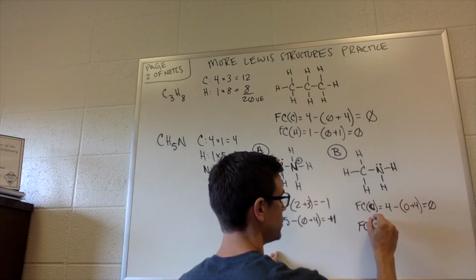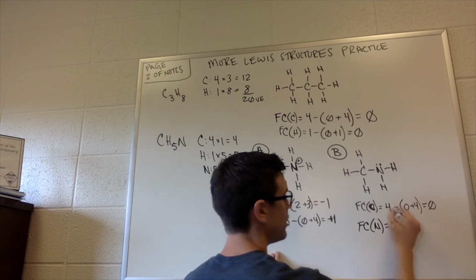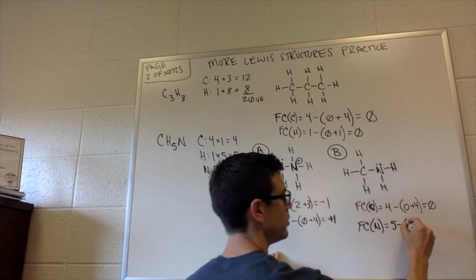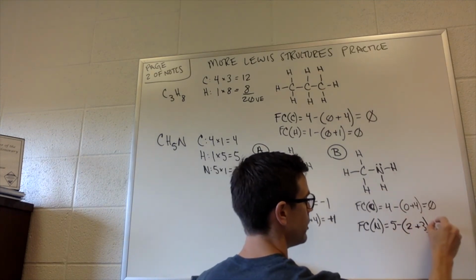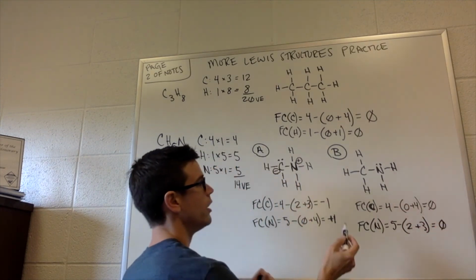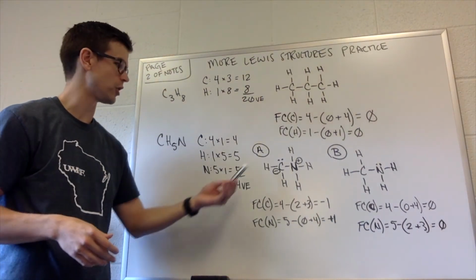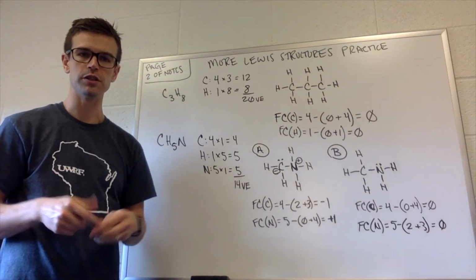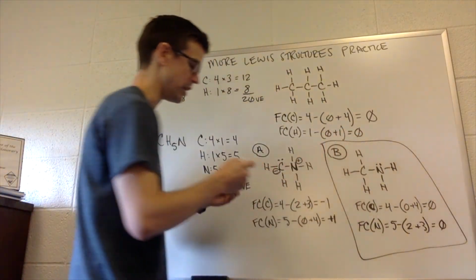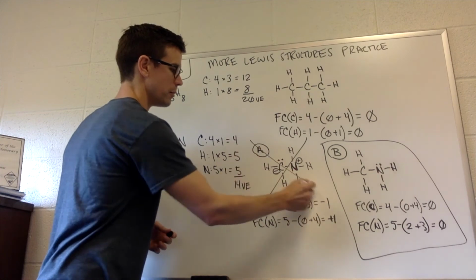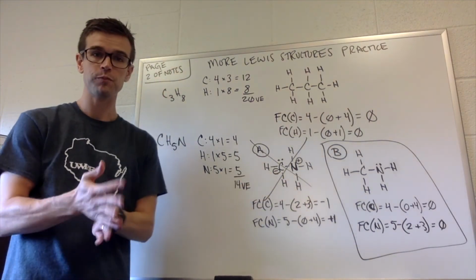What about formal charge on nitrogen? We have 5 minus non-bonding electrons, it has 2, plus 1, 2, 3 bonds equals 0. So structure B has no formal charges. Structure A has formal charges on atoms. So the better option is going to be structure B here. Structure A is going to be a much worse Lewis structure because we want our Lewis structures to be neutral.